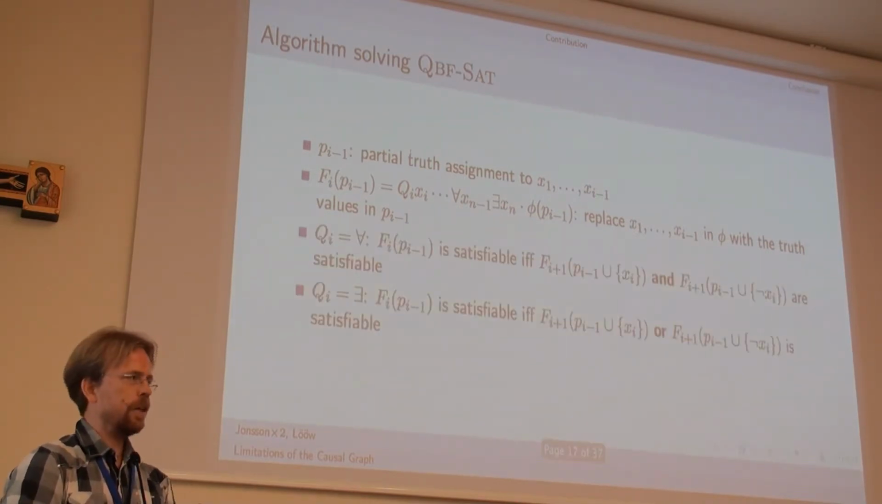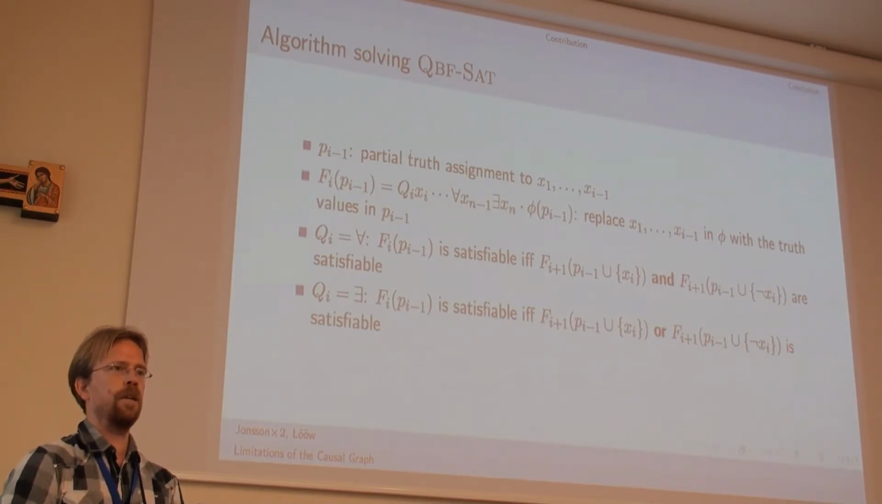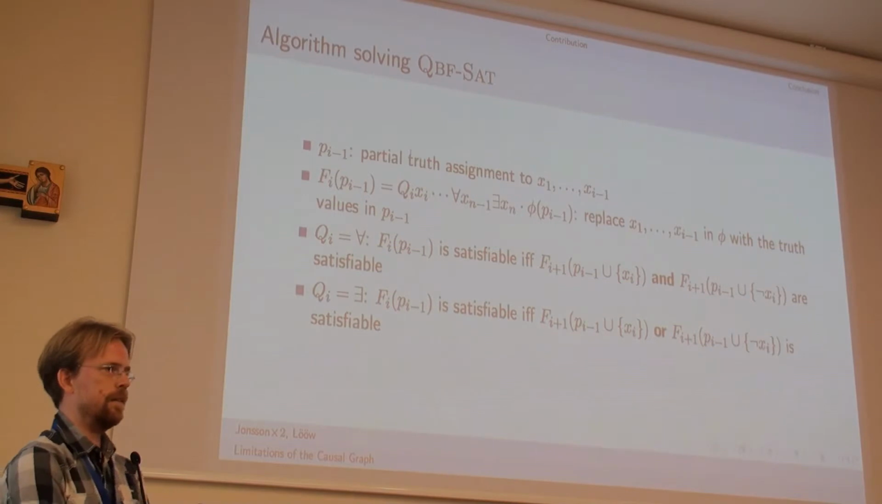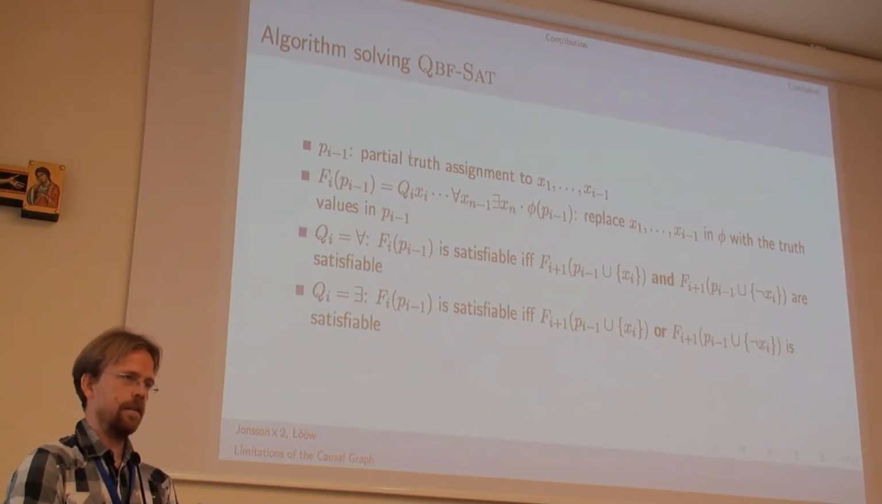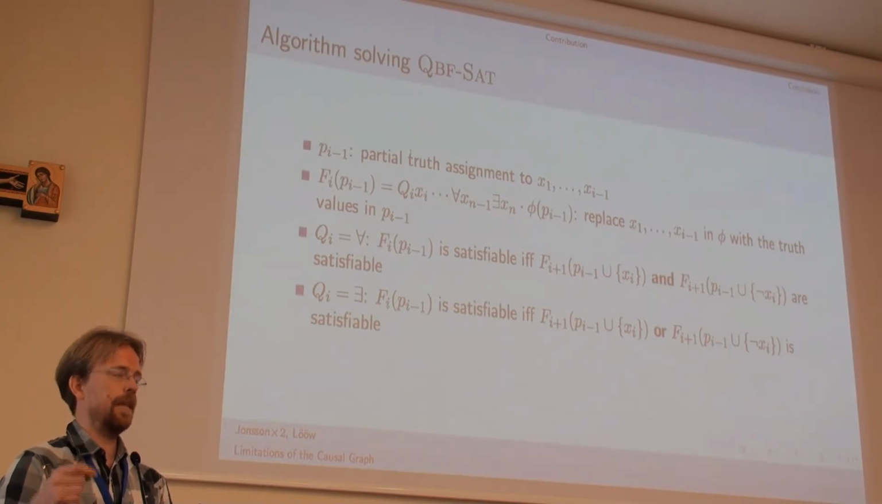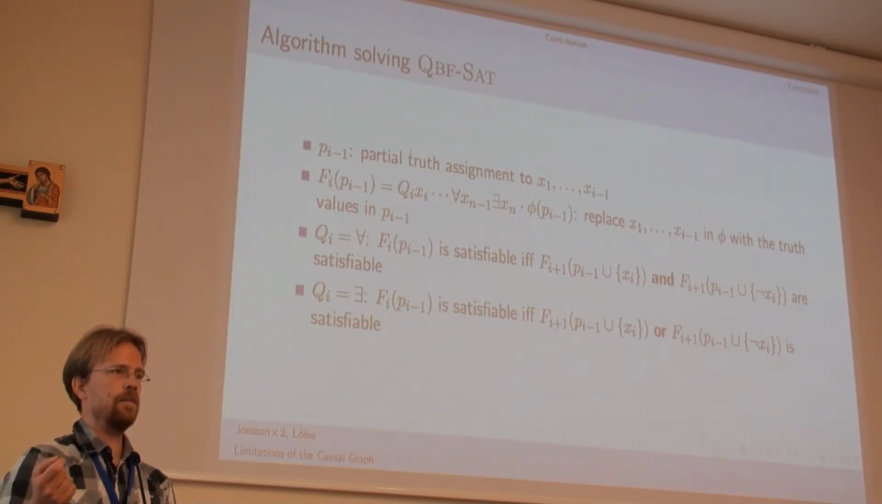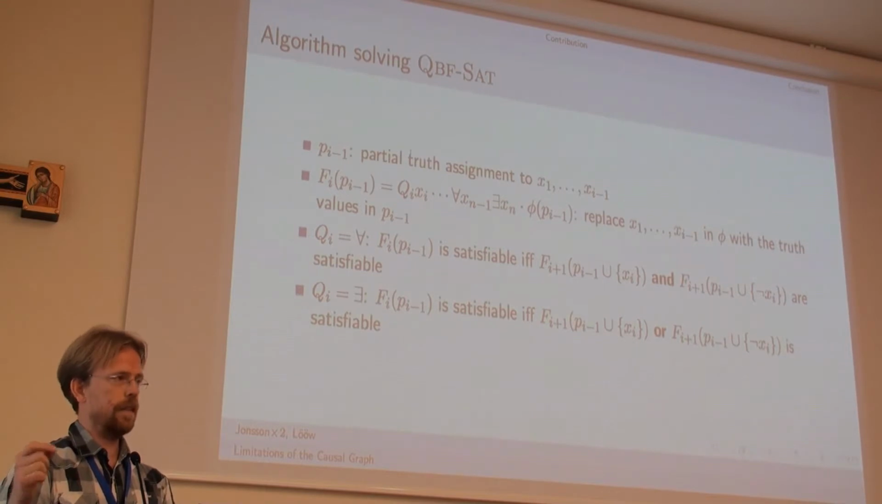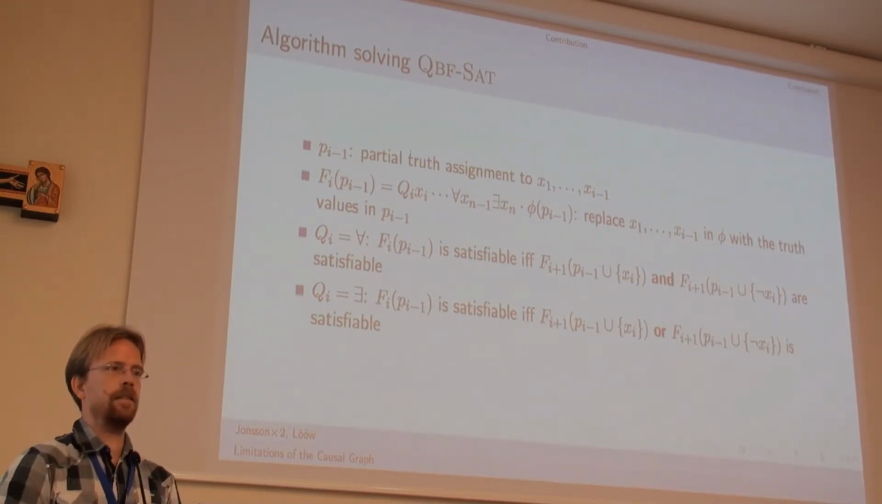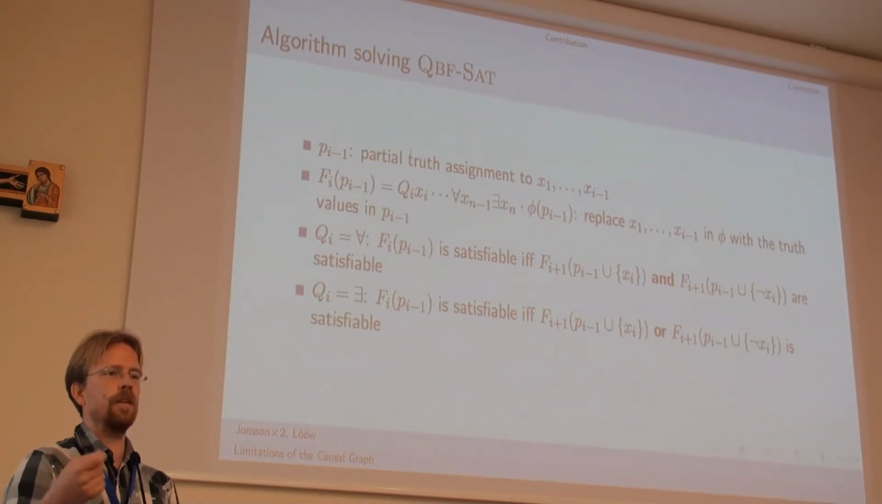And there's now a recursive relation on these partial QBFs. Namely, if Qi is a universal quantifier, then the QBF Fi, given this assignment, is satisfiable if and only if the QBF Fi+1 with the same assignment and Xi true is satisfiable, and the same assignment and Xi false. And if Qi is existential, the same thing holds, but now only one or the other has to be satisfied.